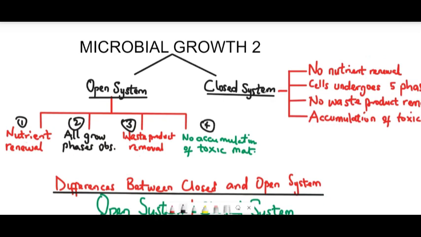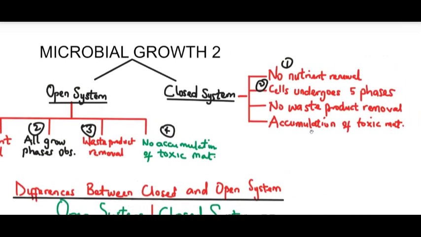Right. For a closed system, there's no renewal of nutrients, right? That's one. Number two, cells undergo 5 phases only, 5 phases of growth, right? And the next thing is that no waste products. That's number three, no waste product removal. And when there's no waste product removal, the system becomes toxic. That is, there will be accumulation of toxic materials, right?